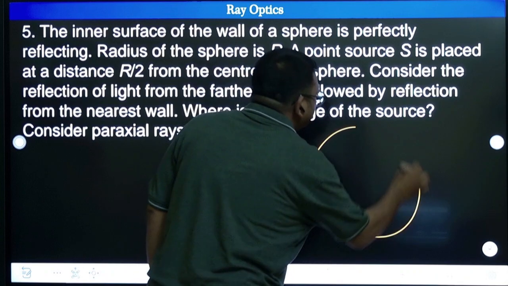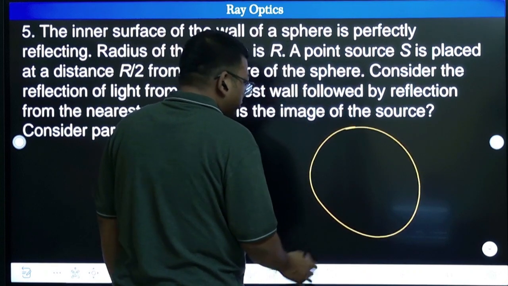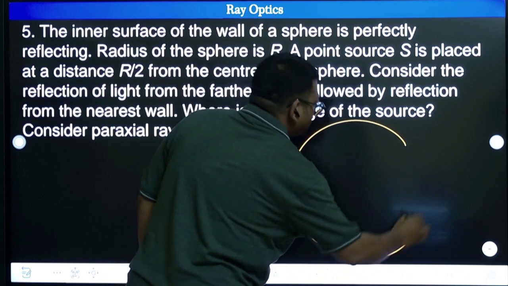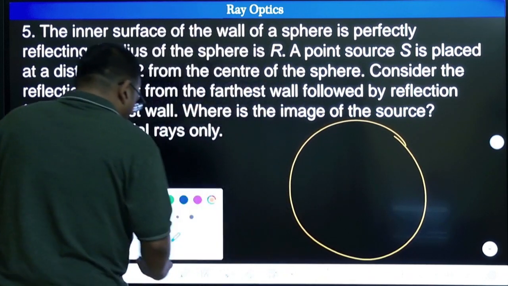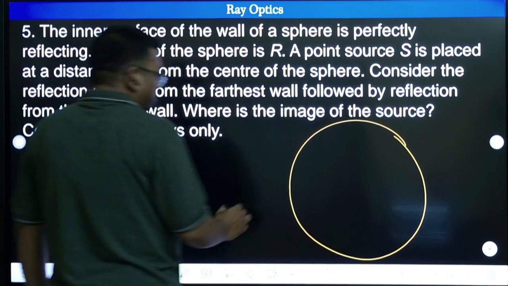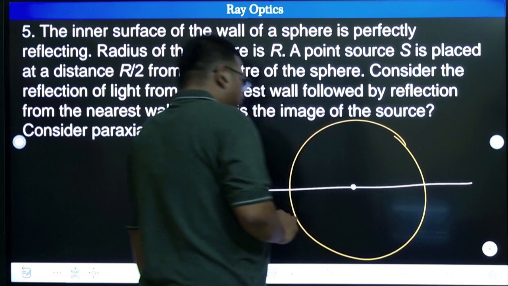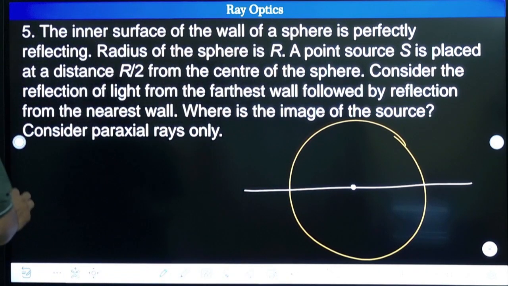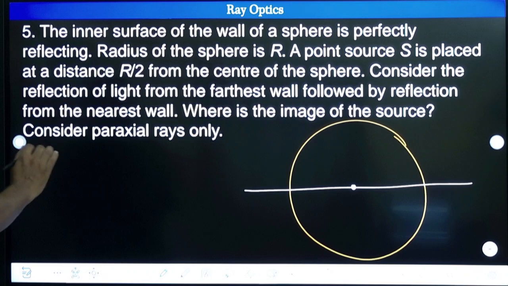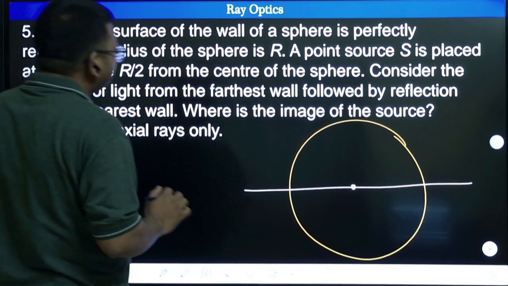So this is the sphere. Maybe I should draw a bigger sphere. This is a sphere. Okay. And let us consider that this is the diameter passing through the center. They are saying that the radius is r. The point source is placed at a distance r by 2 from the center.